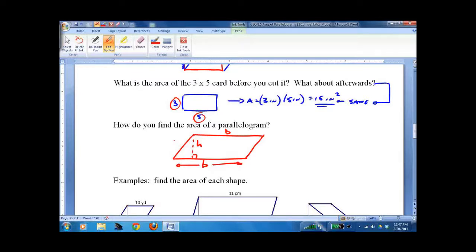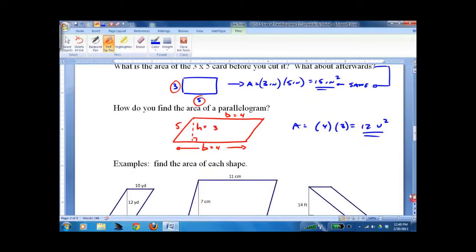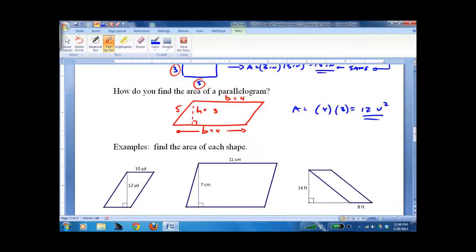And a lot of people get confused when I put numbers in here. Base is 4. Height is 3. A lot of people get confused if I put a 5 here. They say, oh, that's the height. Or they're not sure what it is. So the area for this one is just base 4 times height 3, 12 units squared. That's it. Look for the perpendicular height, and you're good to go.